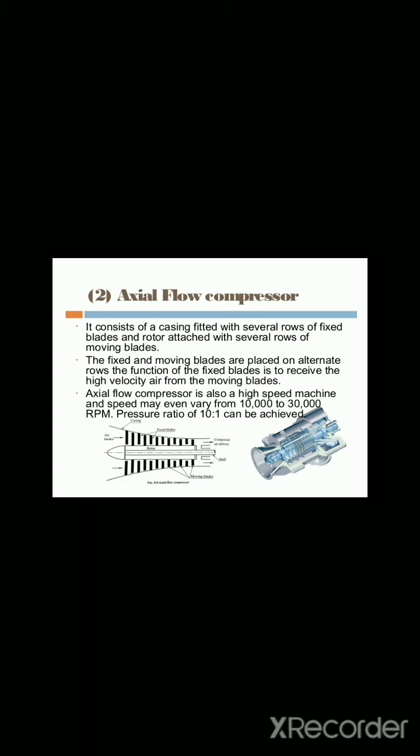Next is the axial flow compressor. It consists of a casing fitted with several rows of fixed blades and a rotor attached with several rows of moving blades. The fixed and moving blades are placed on alternate rows. The function of the fixed blades is to receive the high velocity air from the moving blades. The axial flow compressor is also a high speed machine and speed may vary from 10,000 to 30,000 rpm. A pressure ratio up to 10 to 1 can be achieved.